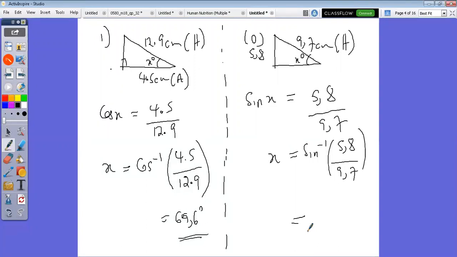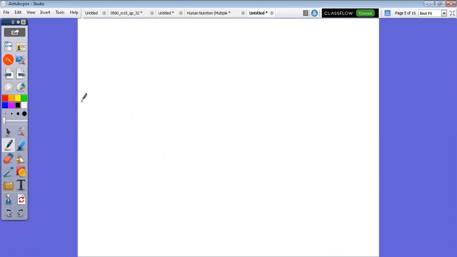So I get 36.7 degrees. Can you confirm this answer? I said 36.7 degrees. I hope this is very clear. Now let's look at the other two.